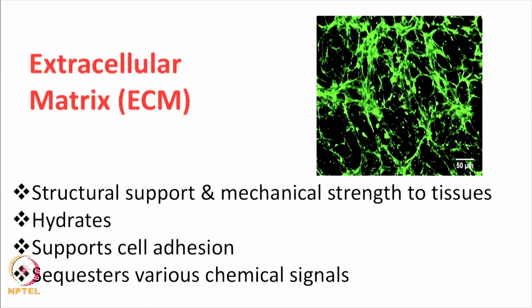Now, you need a firm ground, and what is that firm ground? This is called the extracellular matrix. It is a structural support which is necessary for cells to be scaffolded to form tissues and organs. It hydrates, so it acts as a storage for water. It supports cell adhesion and it sequesters various chemical agents.